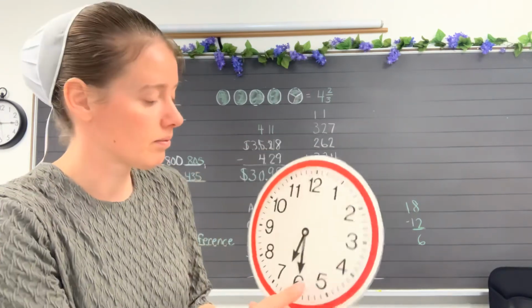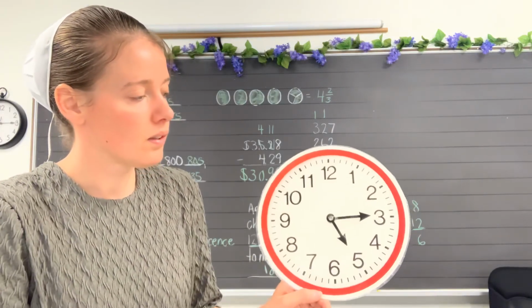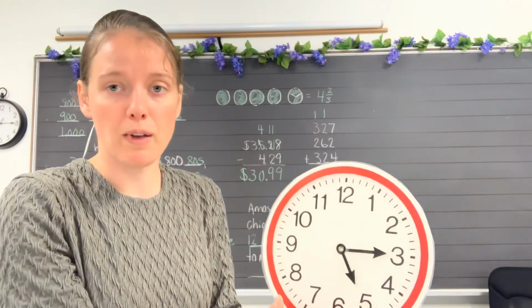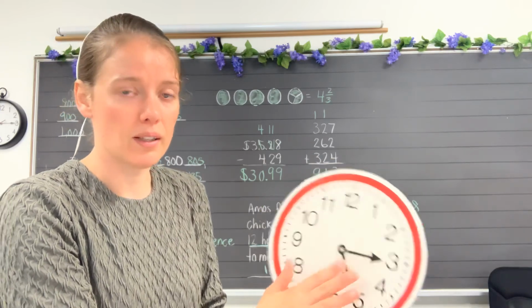6:30. And now we have 5:15. So they go by fives, the minute hand goes by fives, and you always write the hour hand down first when you're writing.